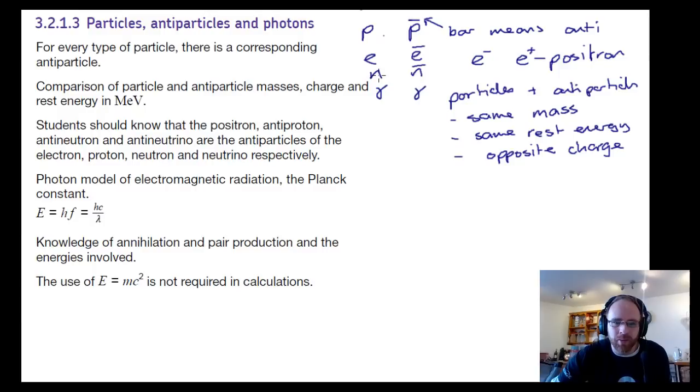A neutron's made up of 3 quarks, and an antineutron is made up of 3 antiquarks. Rest energies in mega electron volts we didn't talk about, but they are in the data book. So if we take a look, it's in here somewhere.